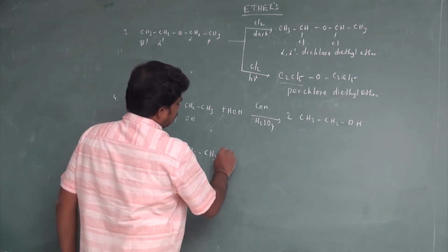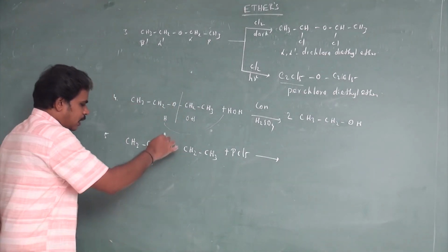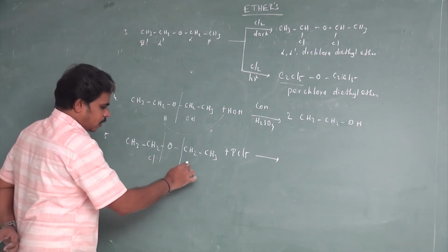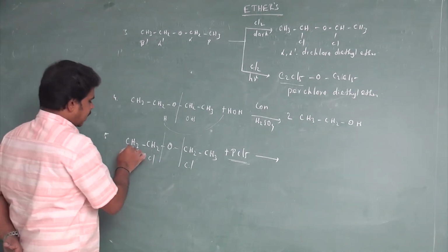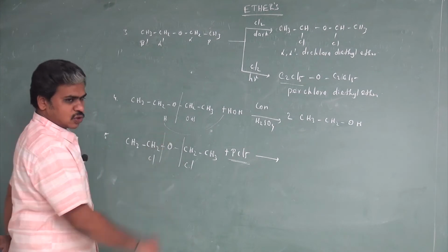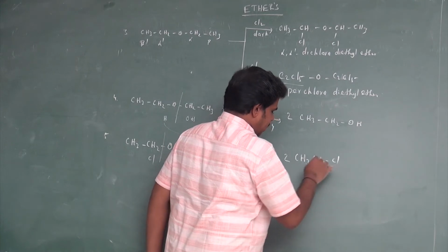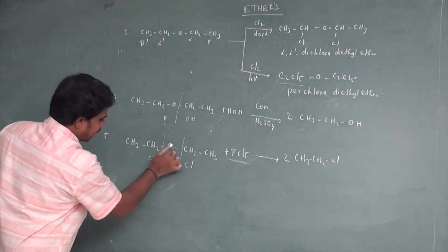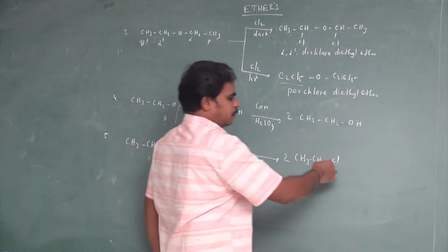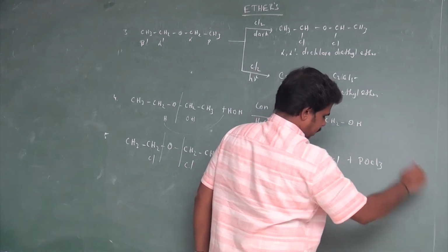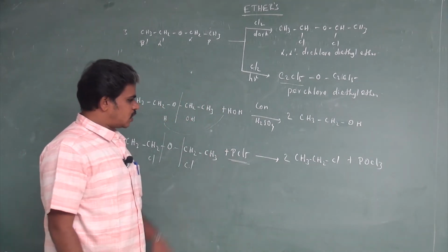When it is reacted with PCl5, this is a nucleophilic substitution, so that here 1 chlorine and here 1 more chlorine. In this PCl5 we are removing 2 chlorine, so that we get CH3CH2Cl, CH3CH2Cl, so that 2 molecules of CH3CH2Cl. Now remaining is oxygen alone and 2 chlorine is removed, so PCl3. So PCl3 plus O, then it is POCl3. Phosphorus oxychloride is also known as phosphoryl chloride. So this is the product.